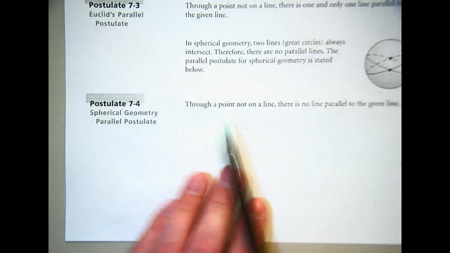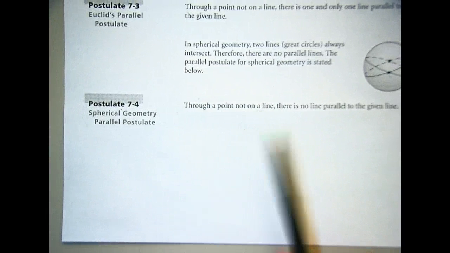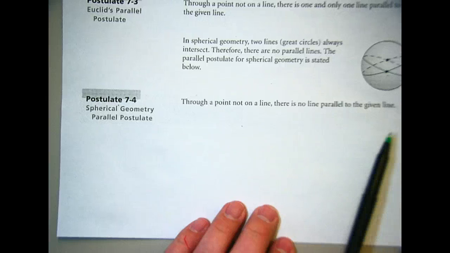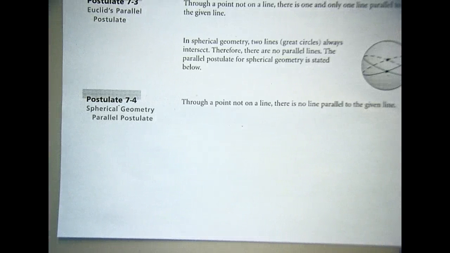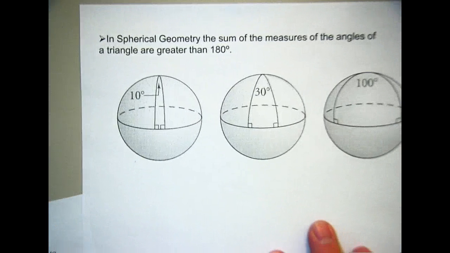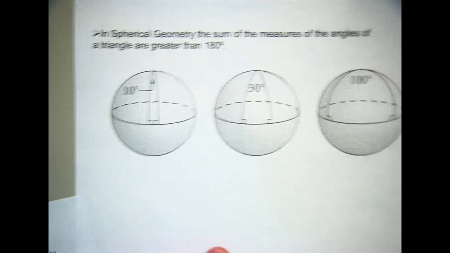The spherical geometry postulate: through a point not on a line, there is no line parallel to the given line. That's the spherical geometry postulate. Okay, all right, another thing. I want you guys to just read this real quick and check that out.